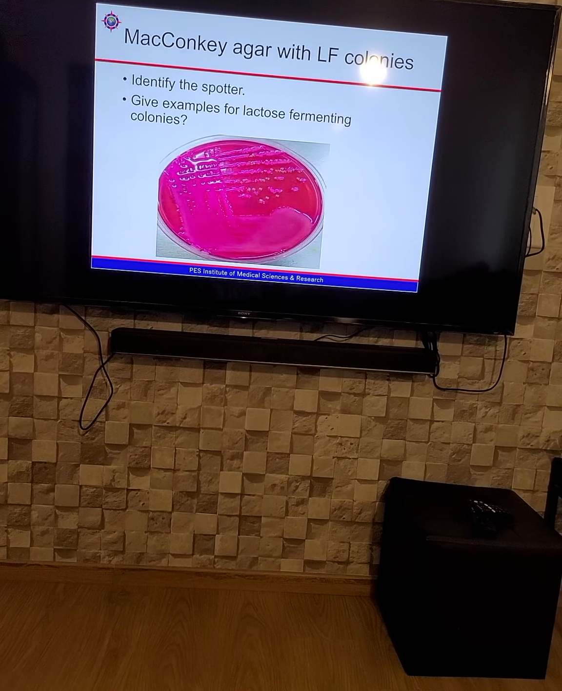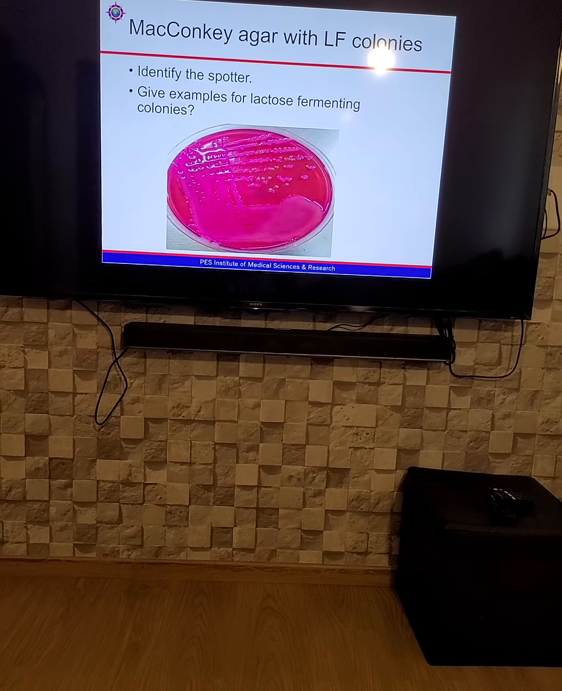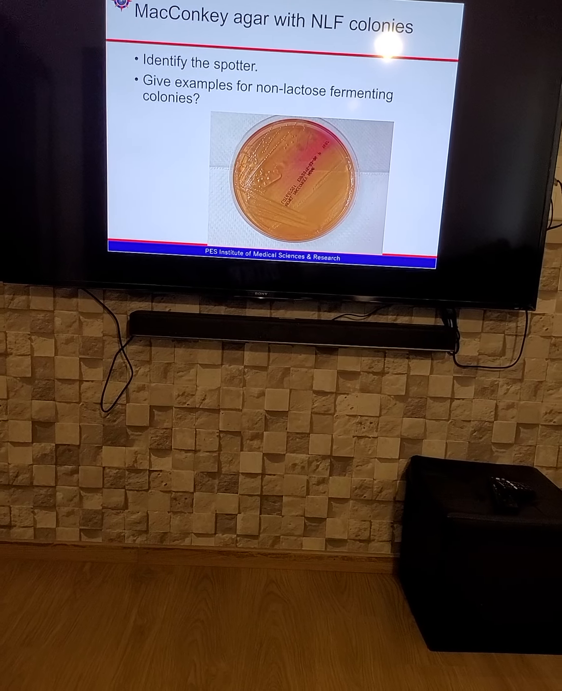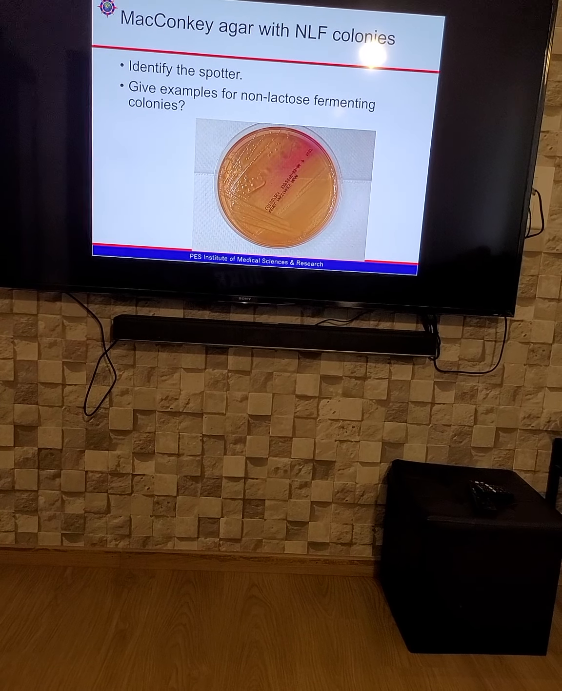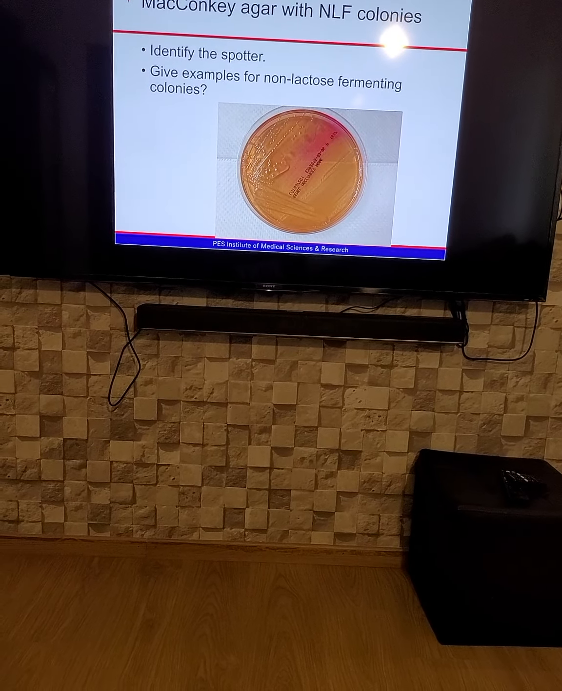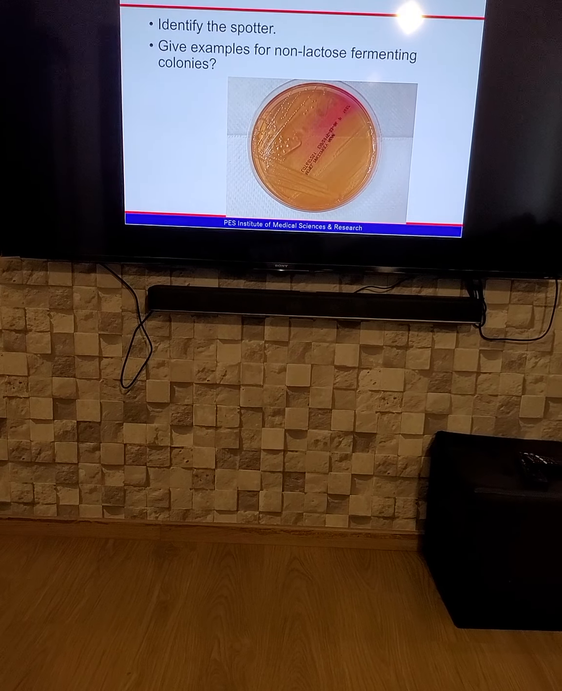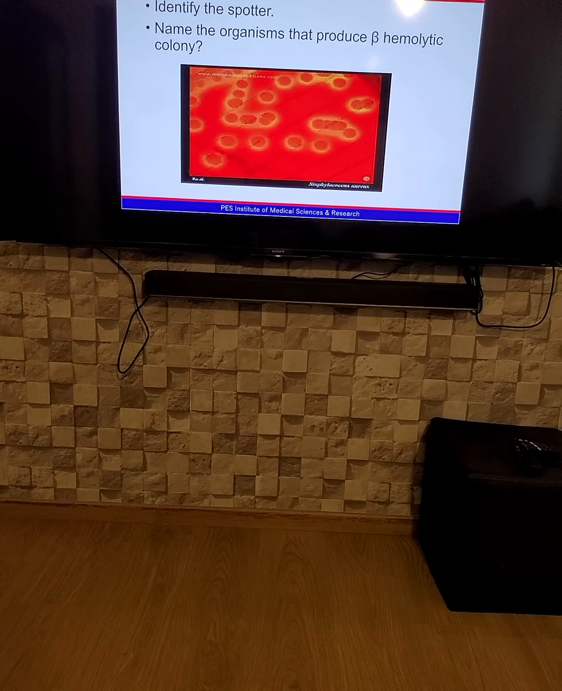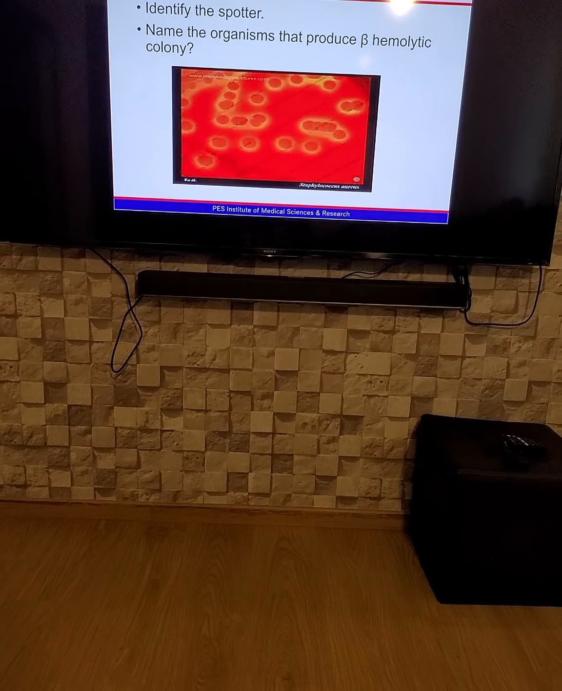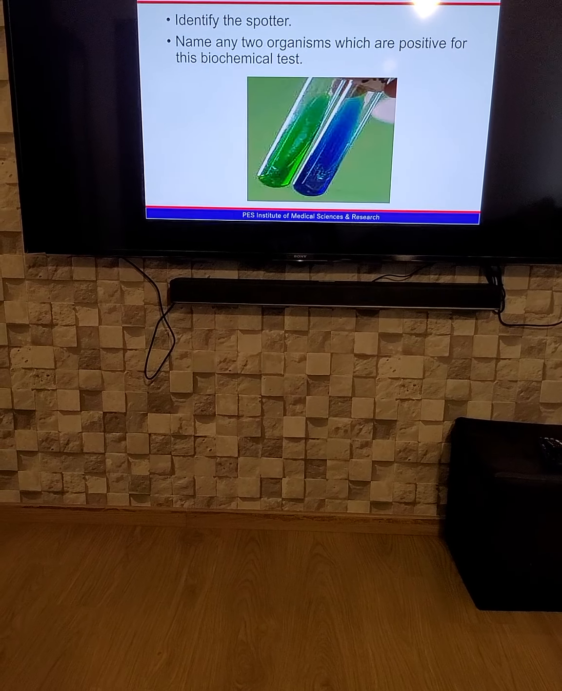MacConkey's medium showing pink colored colonies, lactose fermenters. These are pale colored colonies, Salmonella, Shigella, Proteus, examples of non-lactose fermenters. This is blood agar showing beta-hemolysis, usually staphylococci.